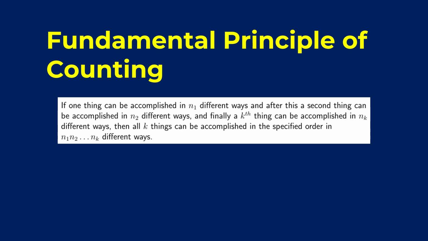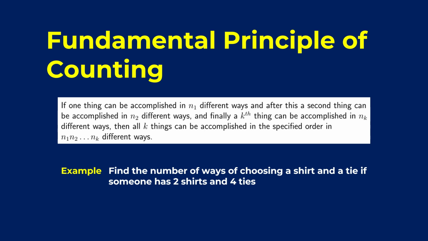Let's look at an example in which we want to find the number of ways of choosing a shirt and a tie if someone has 2 shirts and 4 ties. Using the fundamental principle of counting, we can see there are 2 ways of choosing a shirt, and after this there are 4 ways of choosing a tie. So the person has 2 times 4, which equals 8 ways of choosing a shirt and a tie.